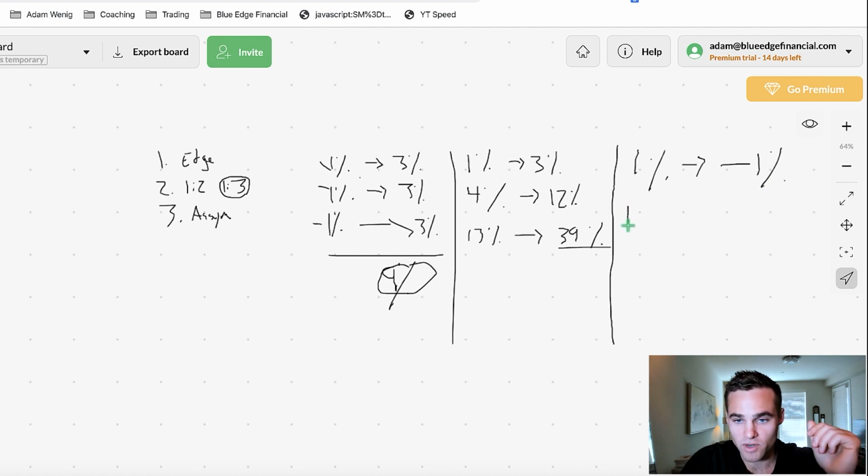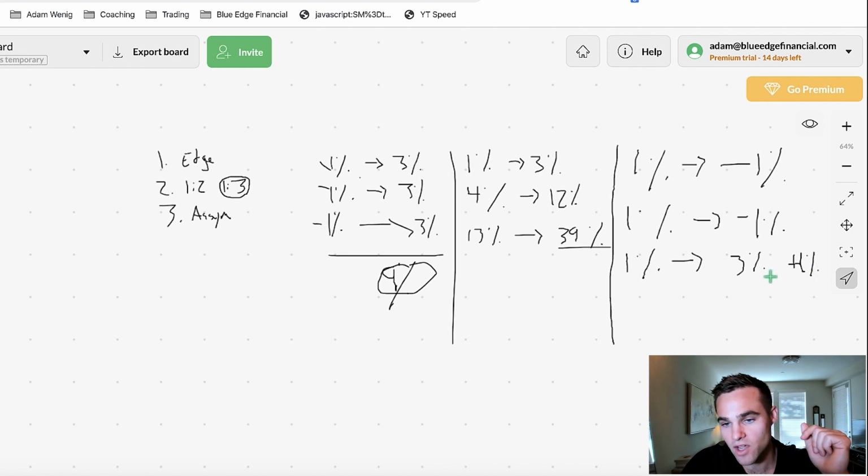You're down 1% on your account. Well, the next trade, we're going to risk another 1%. Let's say that we lose this trade again. Okay, now we're down another 1%, or we're down a total of 2% on our account. And then let's say on our third trade, we risk 1% and we go ahead and we win 3%. Now we're up a net of plus 1% on our account.